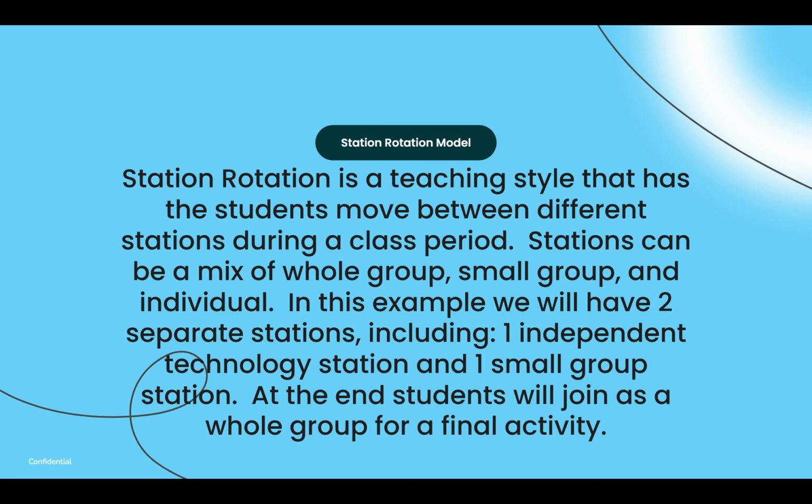The station rotation model is a teaching style that has the students move between different stations during a class period. Stations can be a mix of whole group, small group, and individual activities. In this specific example model, we will have two separate stations, including one independent technology station and one small group station. At the end of both of those times, all the students would join back together for a whole group activity.